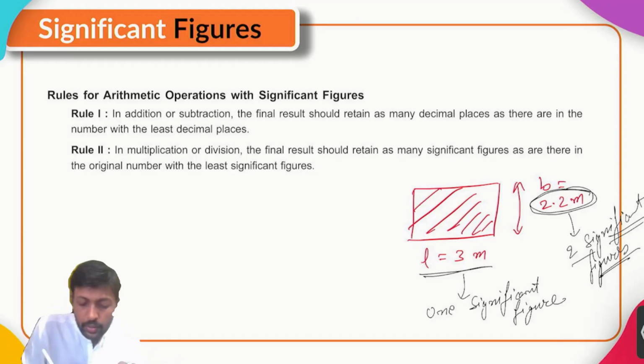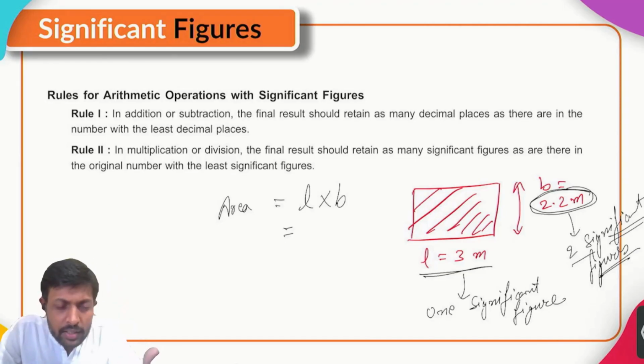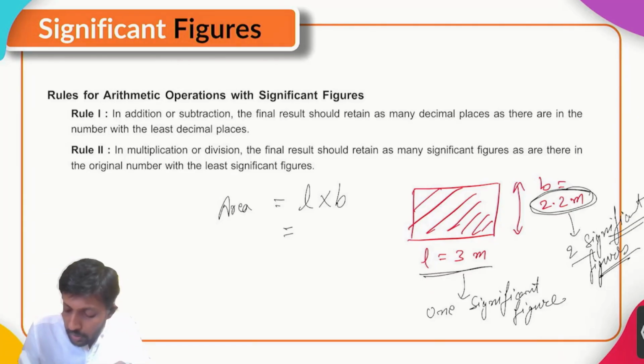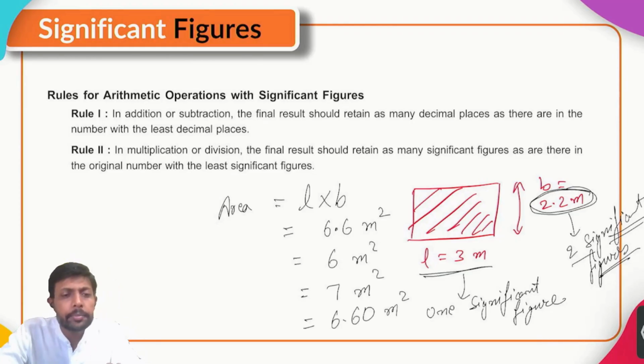Now, our task is to calculate area and we would need to multiply the length with the breadth. So how many digits should we retain? How many digits after the decimal should we retain in our final result? Let's check this out. Should it be 6.6 meters square or just 6 meters square or 7 meters square or 6.60 meters square? What should it be? This is decided by the rules for significant figures.